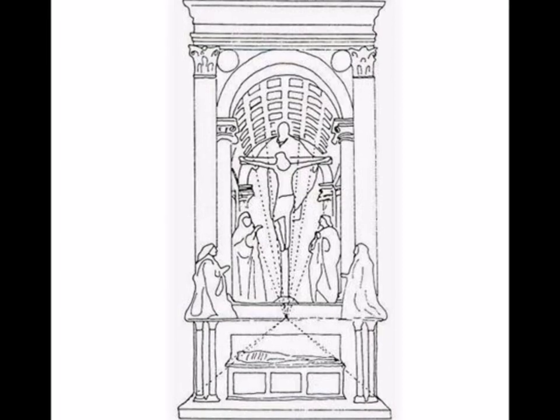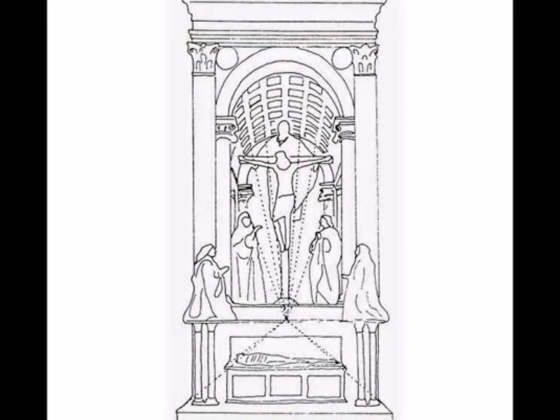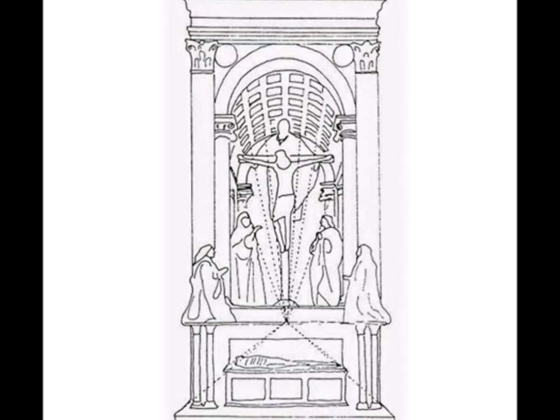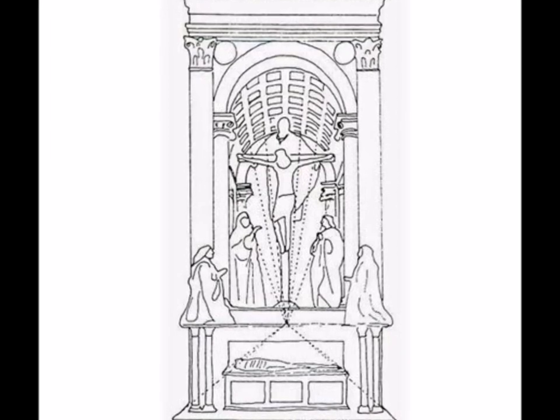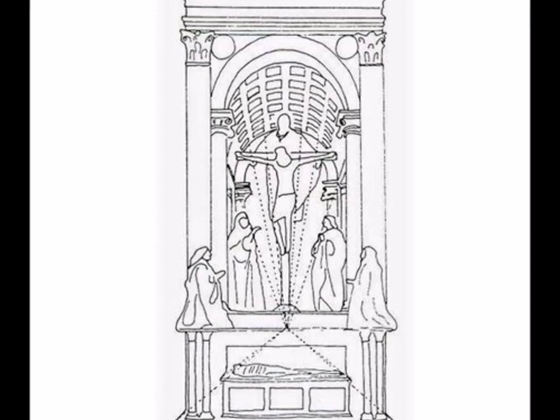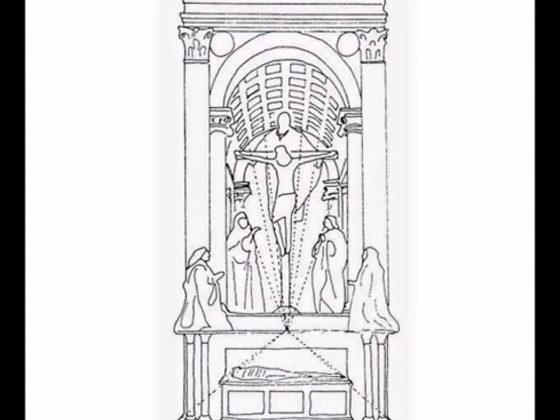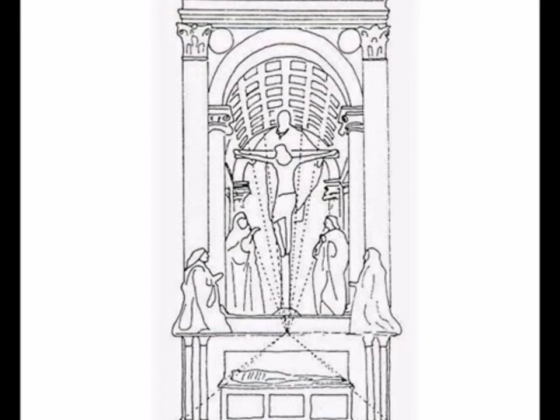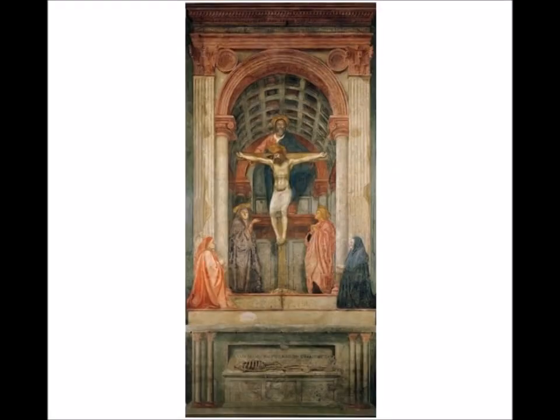Firstly, by using the lines of the barrel vault as orthogonals, they draw the viewer's eye to the vanishing point past God, to the foot of Christ. The perspective of the vault adds huge depth to the painting, making the picture seem three-dimensional, almost like an actual side chapel in the wall, not just a fresco.